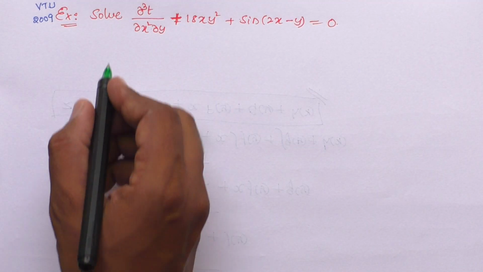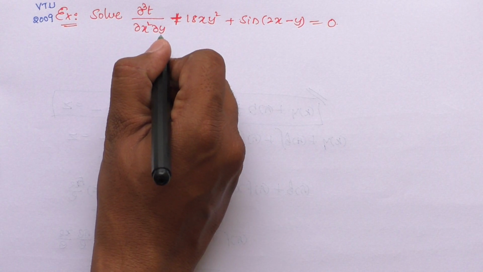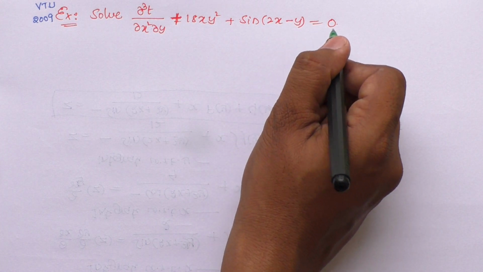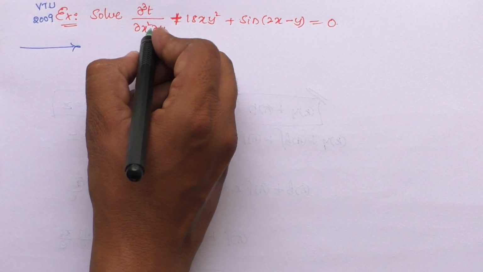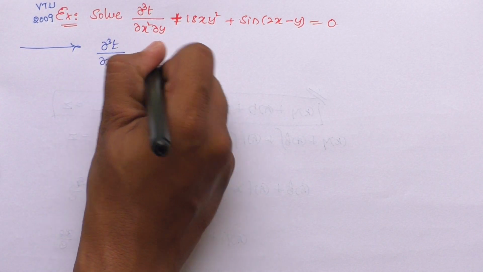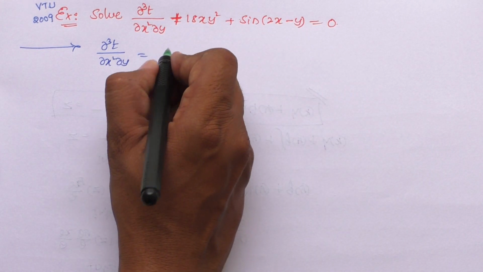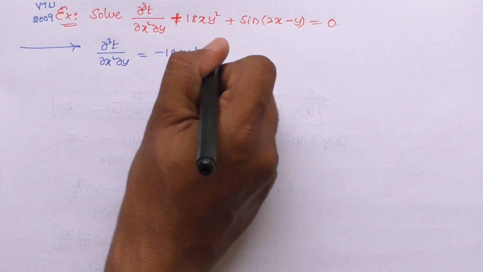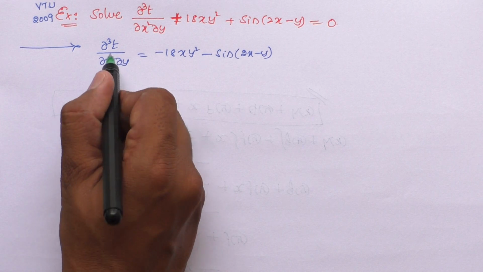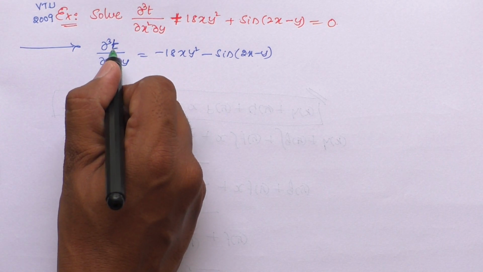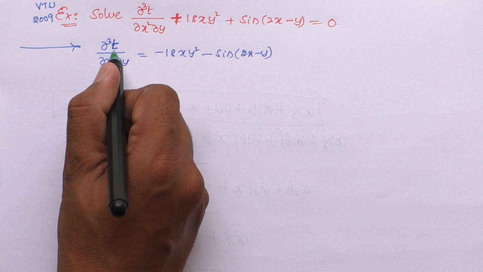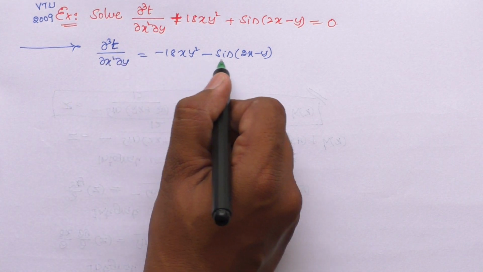Now let us solve another problem. Solve ∂³t/∂x²∂y plus 18xy² plus sine of (2x minus y) equal to 0. So in this problem it can be rewritten as ∂³t/∂x²∂y equal to, if you take the xy term that side, minus 18xy² minus sine(2x minus y). So now look at the term. t is differentiated with respect to x and y.